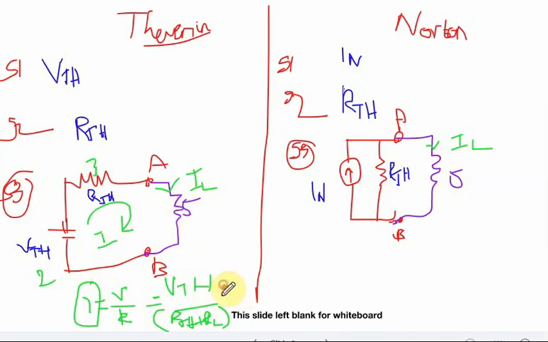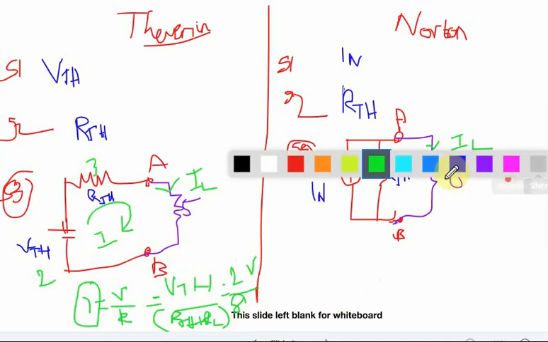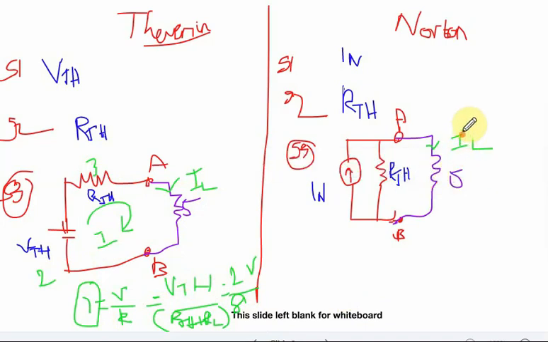Then substitute 2 divided by RTH. What is RTH? 3 plus 5 is a series, so 3 plus 5 means 8. Then the current is 2 by 8. That's all, 2 by 8. Similarly, you need to find out the load current on this point.